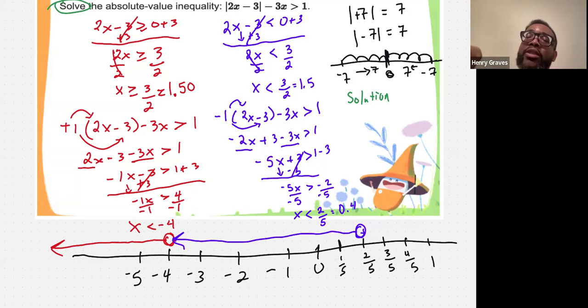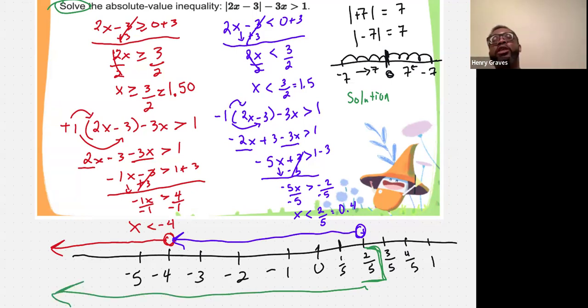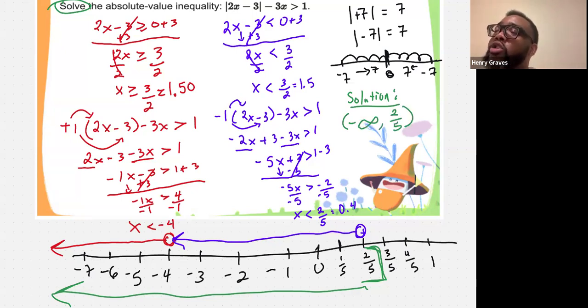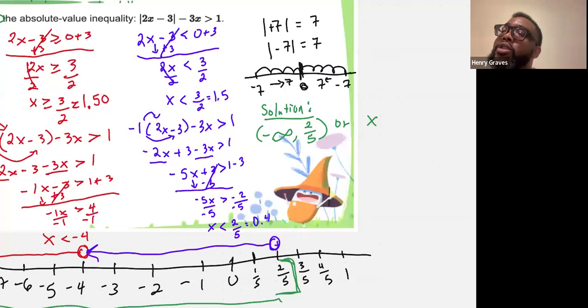See how the numbers keep on going on to the left as negative numbers, right? We know -6 is less than -5 because the further away it is from 0, the smaller the number is. So at the end of the day, I got my solution. Perfect. My solution is going to be -infinity to 2/5. Or you can write it the other way as x is less than 2/5. This is my solution, and I am done with this problem.